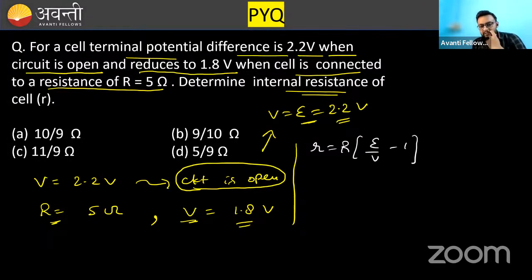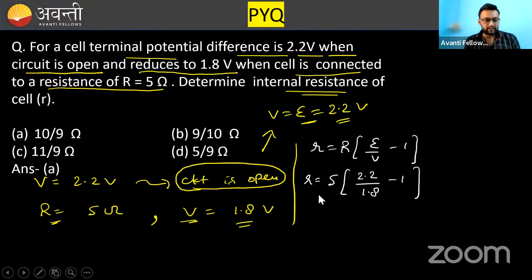Can anyone solve this relation? r is equal to, capital R is 5, E is 2.2, V is 1.8, minus 1. I think you can solve this. I don't need to solve it out. You can solve it now and you will get some answer. Okay. Answer is A. Very good. Answer is A. Sushant, very good.